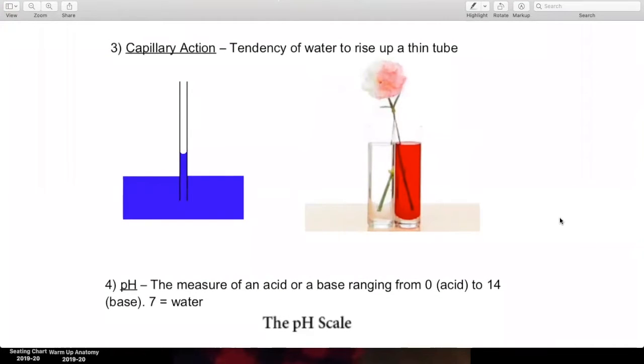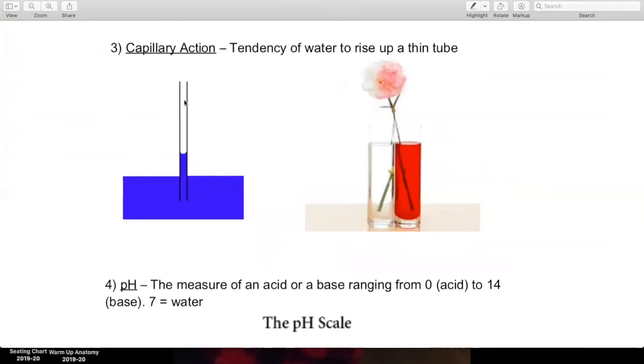Capillary action. The tendency of water to rise up a thin tube. You're actually using cohesion and adhesion in this. All right. So water is adhesive, so it sticks to the inside of a tube and starts climbing up the top. And because it's cohesive, water sticks to itself, the water down here is going to hold on to the water here as it's climbing, and it's going to get pulled up with it.